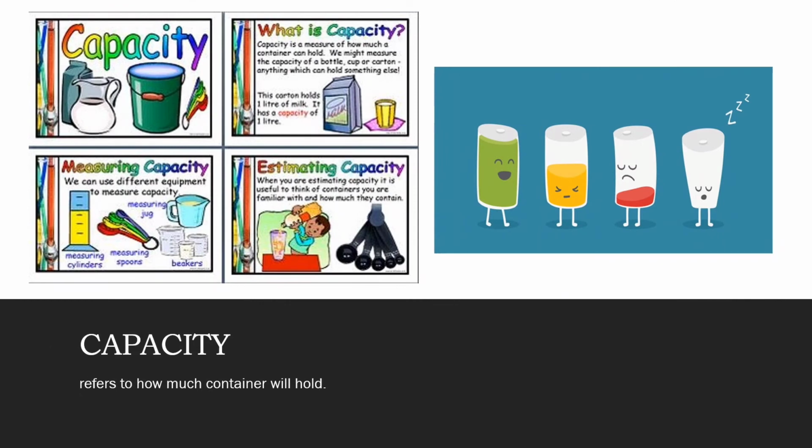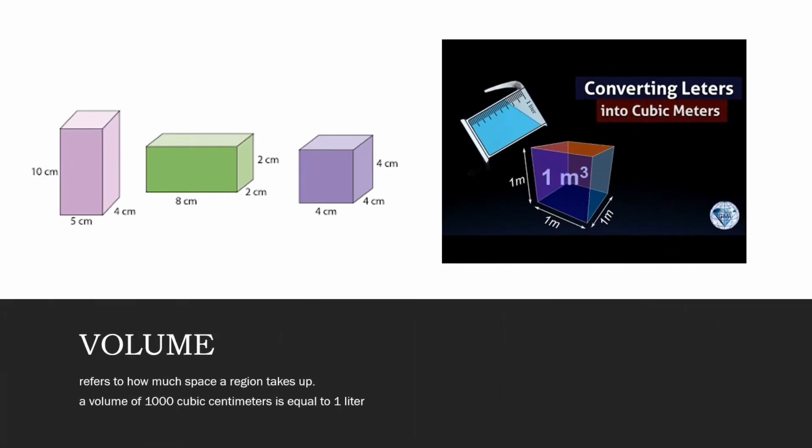Capacity. So capacity refers to how much a container will hold. Okay? Next, we have volume. So it refers to how much space a region takes up. A volume of 1000 cubic centimeters is equal to 1 liter. So this is something that you can use for converting measurements on our next activities. Okay?